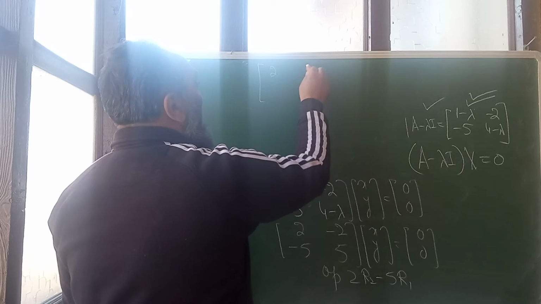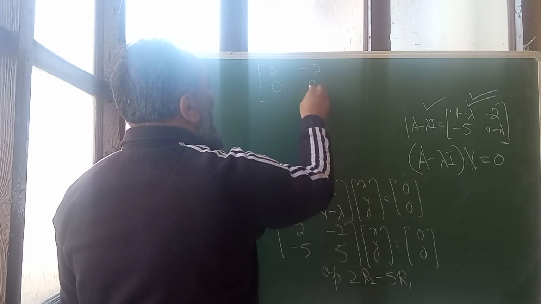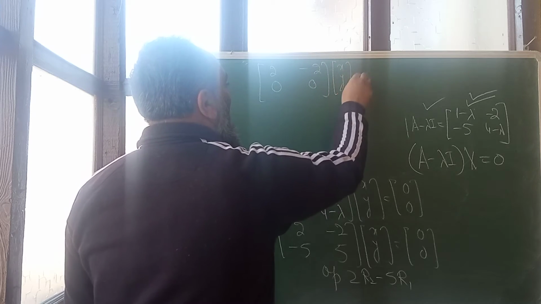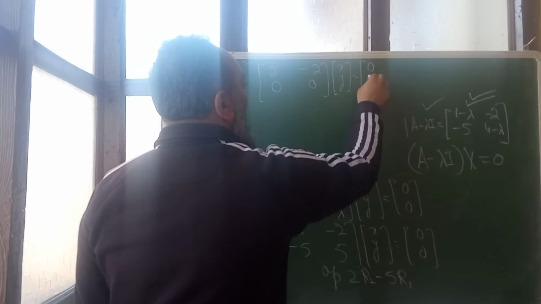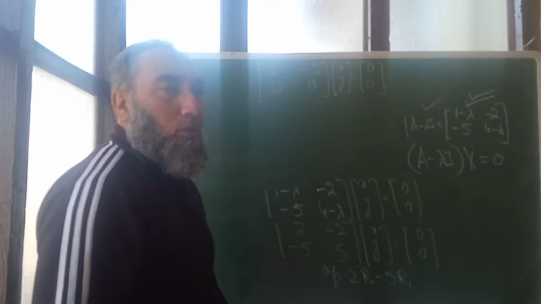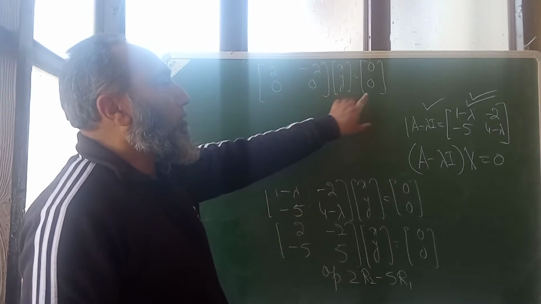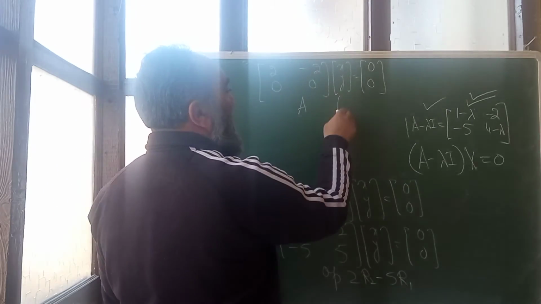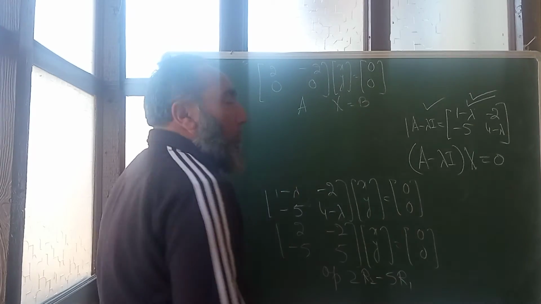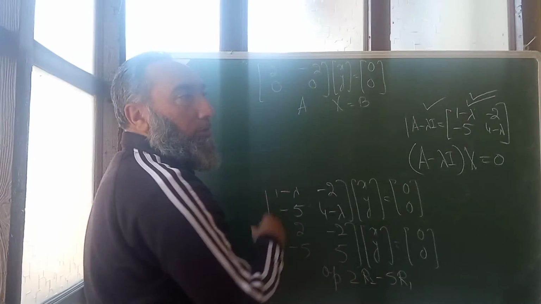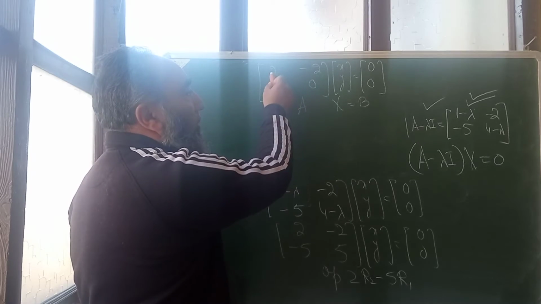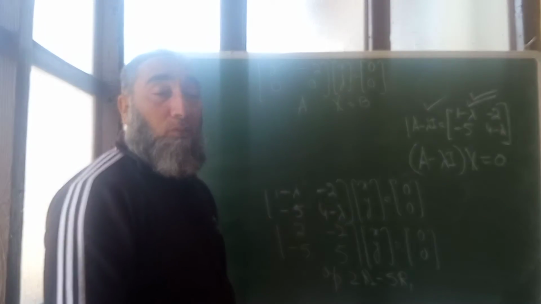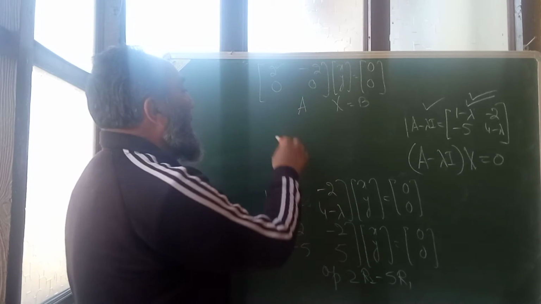I will get [2 -2; 0 0] [x y] = [0 0]. Now see, this is AX equal to B. What is the rank of A? Obviously the rank of A is 1. You cannot make this diagonal element 0. So there is at least one minor of order 1 which is not equal to 0. So the rank of A is 1.